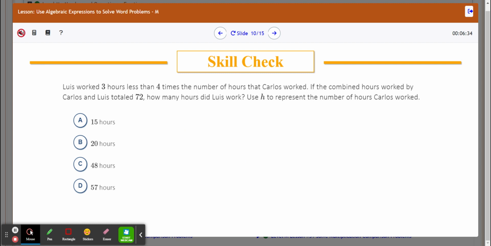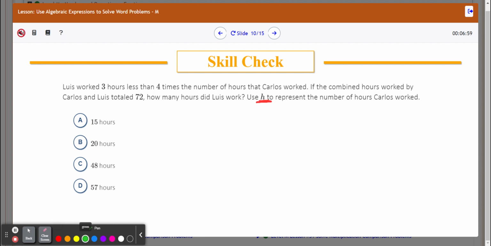Let's look at another problem. It says Louis worked 3 hours less than 4 times the number of hours that Carlos worked. If the combined hours worked by Carlos and Louis totaled 72, how many hours did Louis work? Use H to represent the number of hours Carlos worked. All right, so H is telling us how many hours Carlos worked.